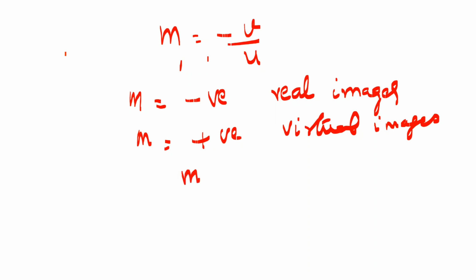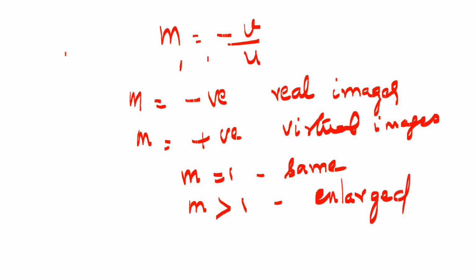And if m is equal to 1, then the size of the image is the same as the size of the object. And we know if m is greater than 1, it means the image size is greater than the size of the object, or you can say the image is an enlarged one. And if m is less than 1, it means the size of the image is less than the size of the object, and in that case you can say it is a diminished image, right?